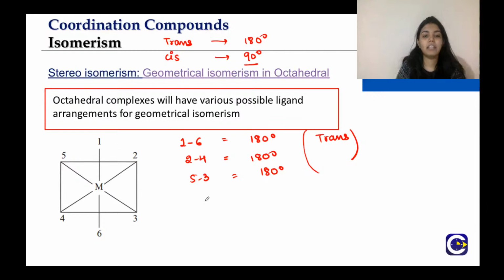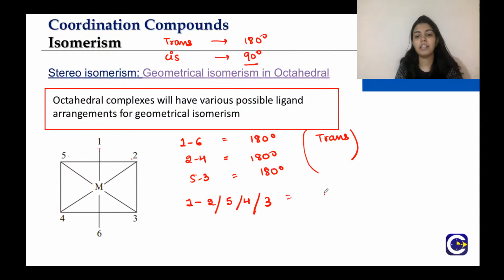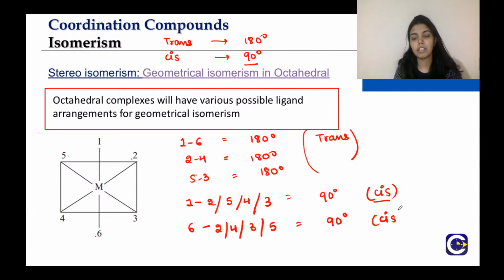While the remaining angles, for example, the angle between 1 and 2, 1 and 5, 1 and 4, and 1 and 3 is 90 degrees. That means these ligands are cis amongst themselves, right? While with 6 you have 3, 4, 2 and 5. The angle comes out to be 90 degrees and these ligands are cis to each other, right? So this much you need to remember.